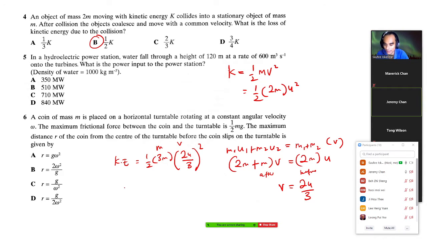So how much kinetic energy is lost? You have to subtract. Kinetic energy minus the remaining 2 over 3 K leaves 1 over 3. So the answer is 1 over 3. The correct answer is A.